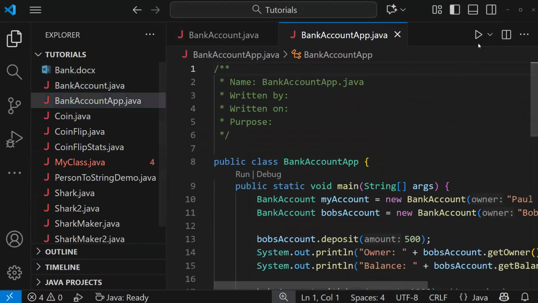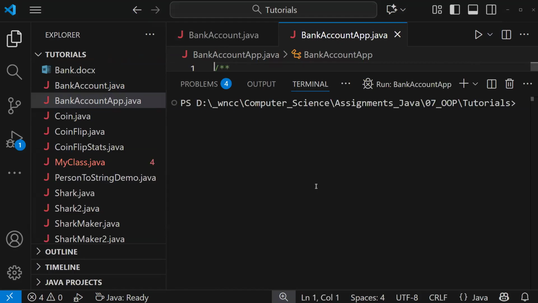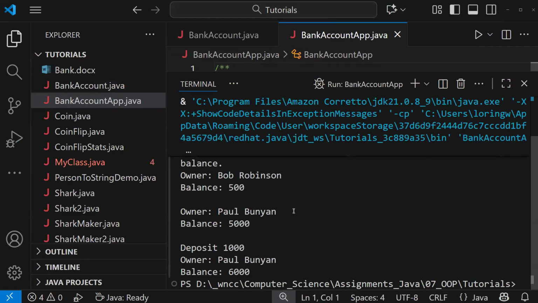And if we run it, we'll see if I have any money in my bank or not. Oh, look at there, Paul Bunyan.